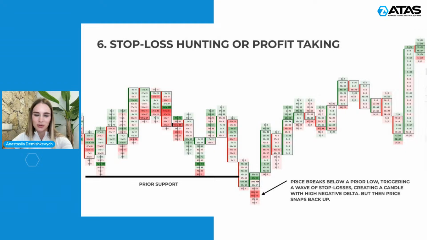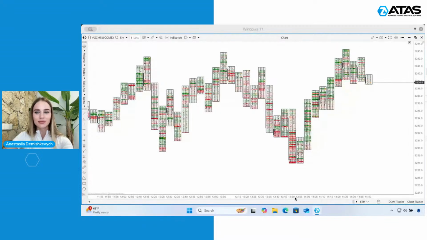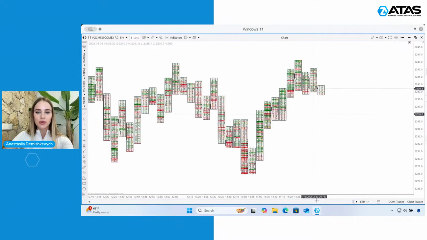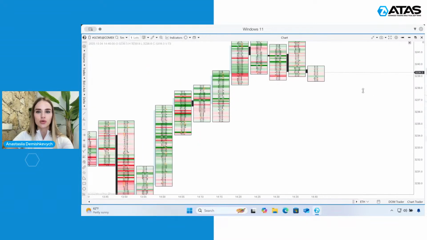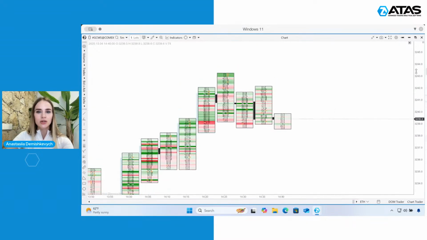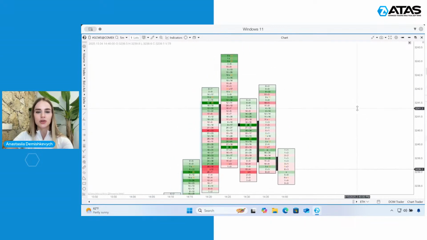Okay, let's switch to the live example. There we go. So in front of you is a footprint chart on a 5-minute timeframe for the gold futures contract. And I'm going to go step by step, first through the settings, so you know how to adjust your settings in the platform.